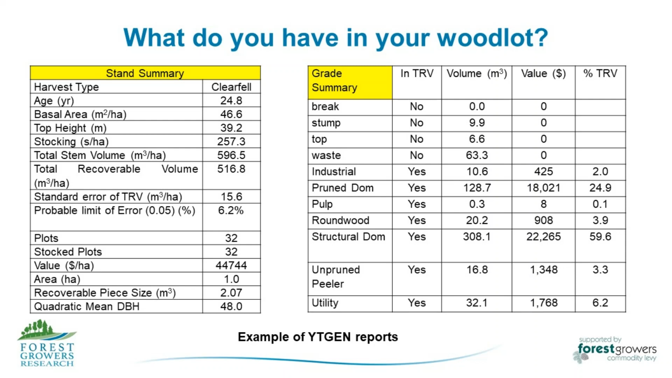This table gives an example of the type of report generated by YTGen forest inventory software. Among other things, it provides estimates of the total recoverable volume per hectare, the possible error in volume estimates due to measuring only a sample of stems, log yields for each grade, the amount of wood likely to be left on site due to felling breakage and processing waste, and the total value per hectare.